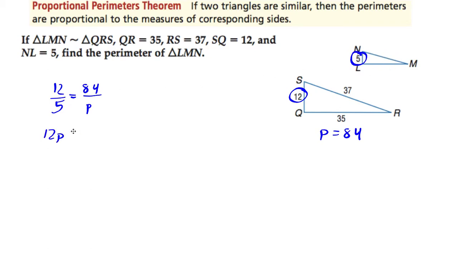So 12p is equal to 5 times 84, which is 420. And so we can divide that 420 by 12 to get that the perimeter of the smaller triangle is 35. That's it. There was no need to find these two sides and then add them all up. We just use that same scale factor and use it with the perimeters.